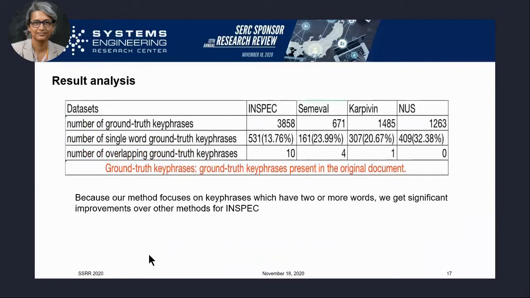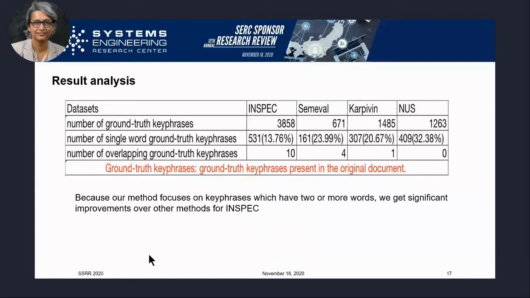One of the things we thought was maybe the way we designed these key phrases may be affecting it. So we looked at INSPEC and all 4 data sets, and for each of those we calculated the number of ground truth key phrases overall for the entire data set, and then the number of single word ground truth key phrases. In INSPEC, it's like 13.76%. In SEMEVAL, it was 161, which is 23.99%. For the other two, it's those percentages over there.